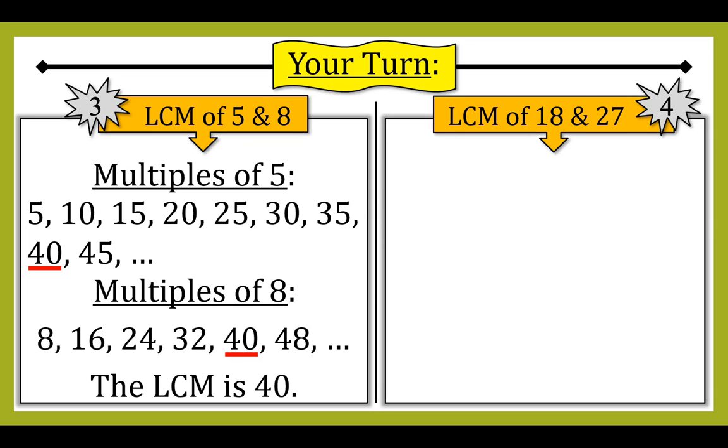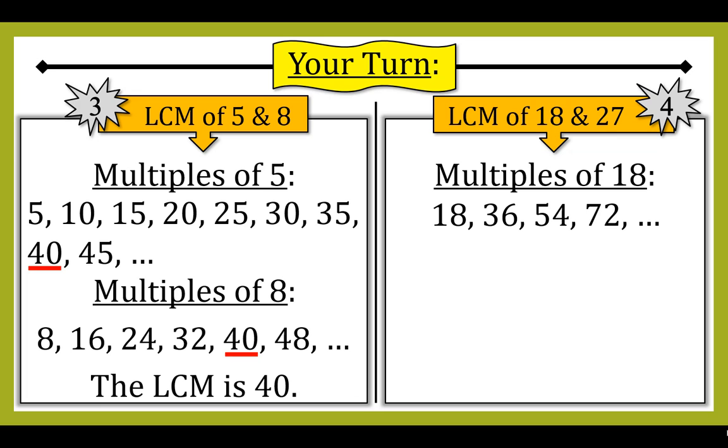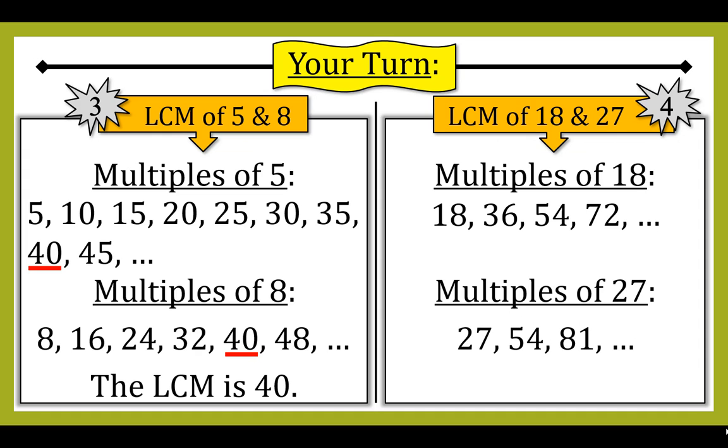Okay, last, your turn. This is number 4. Go ahead and pause it. Okay, so here we are finding the least common multiple of 18 and 27. So here's multiples of 18. I have 18, 36, 54, 72, and it keeps going. Multiples of 27: 27, 54, 81. I didn't have to make this list long because I can already see that 54 is the least common multiple. So my answer is 54. That is it.